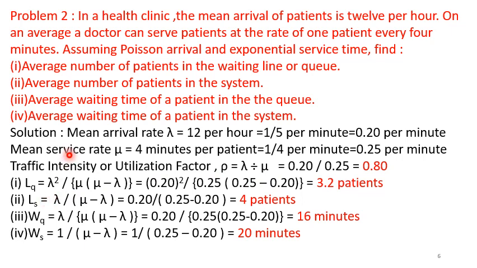Next, average number of patients in the system, LS. LS will be lambda by mu minus lambda, which is 0.20 divided by 0.25 minus 0.20, which comes to 4 patients. Similarly, average waiting time of patient in the queue, WQ, will be lambda divided by mu into mu minus lambda, which is 0.2 divided by 0.25 into 0.25 minus 0.20, which is 16 minutes. And the fourth, the average waiting time of patient in the system, WS, is 1 divided by mu minus lambda, that is 1 by 0.25 minus 0.20, which is 20 minutes.